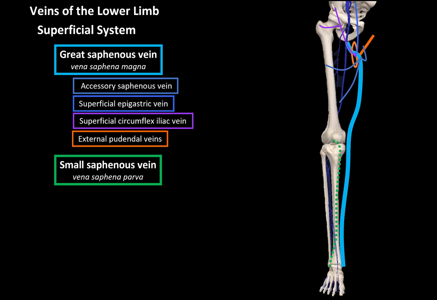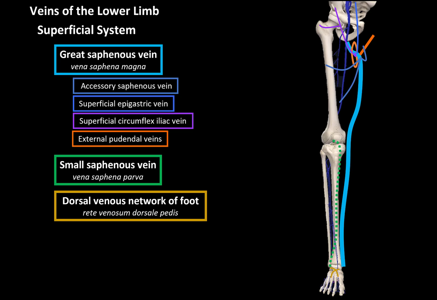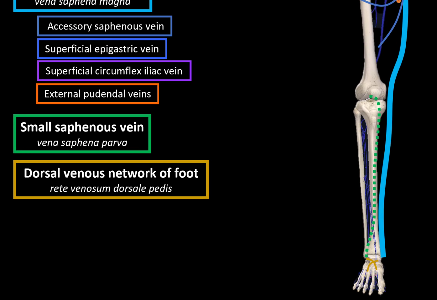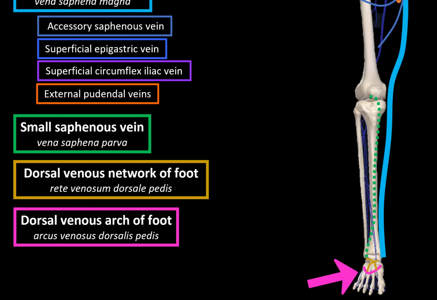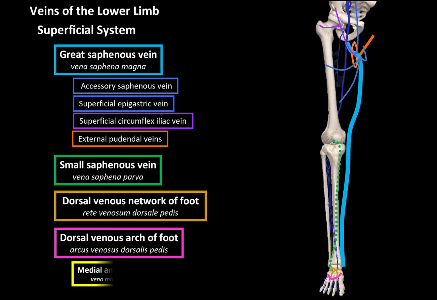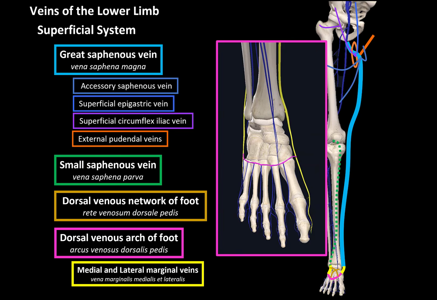Awesome. Now next, we have the dorsal venous network of the foot. This one is relatively straightforward. It's just a network of superficial veins on the dorsum of the foot. So it drains the skin and the subcutaneous tissue of the dorsal side of the foot, and it forms an arch called the dorsal venous arch of the foot. Now, what's unique with this arch is that it forms the great saphenous and the small saphenous veins, and it does that through the medial and the lateral marginal veins, as you see here.